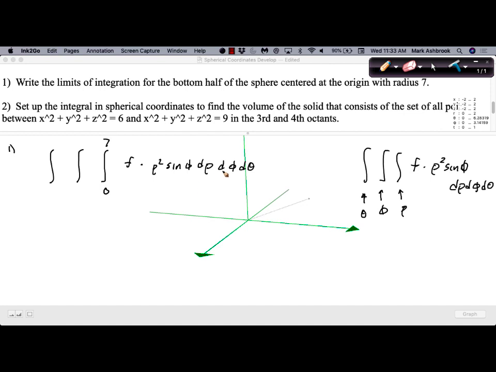D phi. So bottom half of the sphere, it goes from pi over 2 to pi. D theta. Make sense? First one? Any questions on the first one?